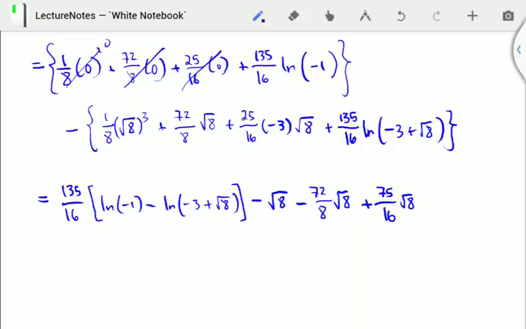So now what happens is we can now combine this and this. Okay, let me write that down. So you have 135 over 16 ln of minus 1 minus ln of minus 3 plus square root of 8.